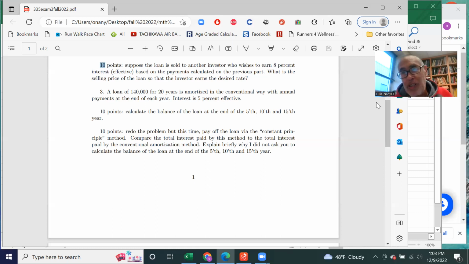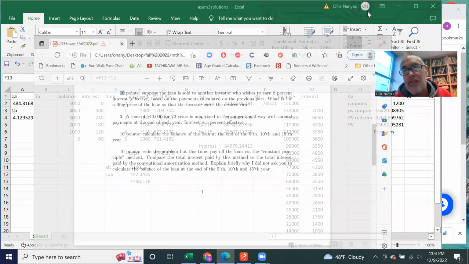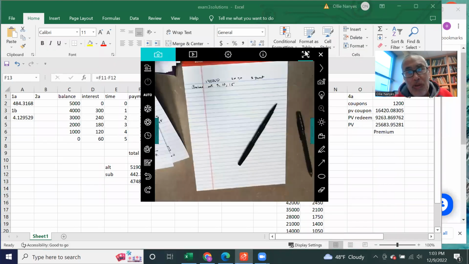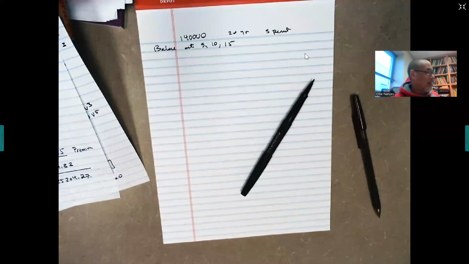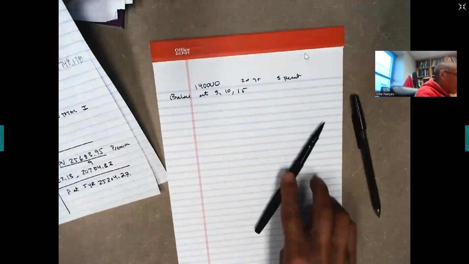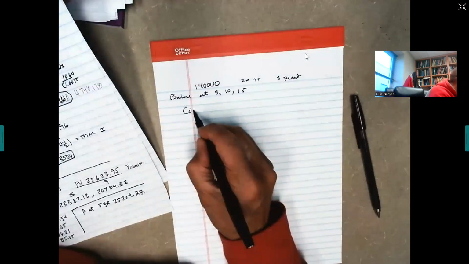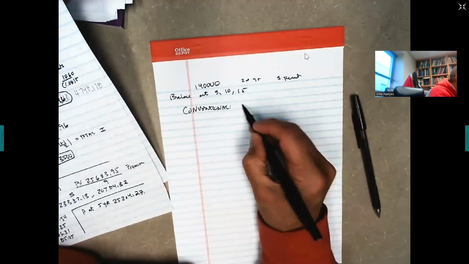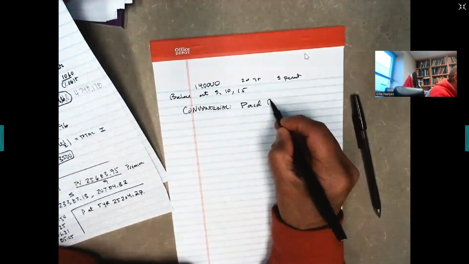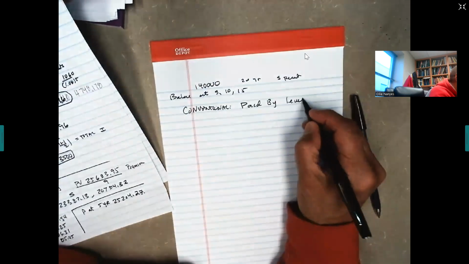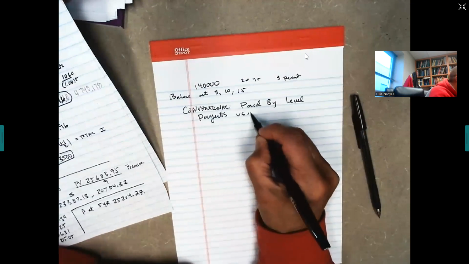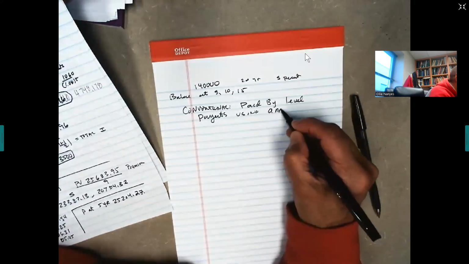Now, I want to caution you here, a depressing number of people miss this. This is an important thing to know, a real basic thing. So I want to stress this here. Conventional means paid by level payments using annuity immediate.